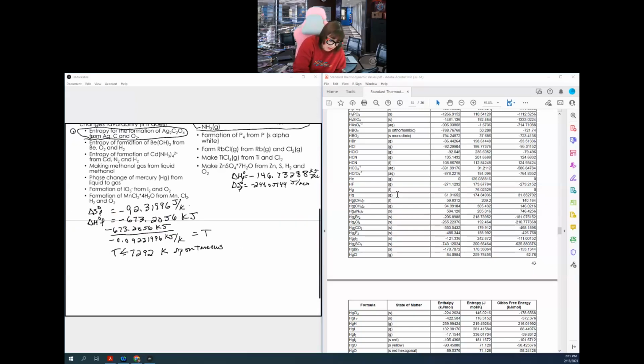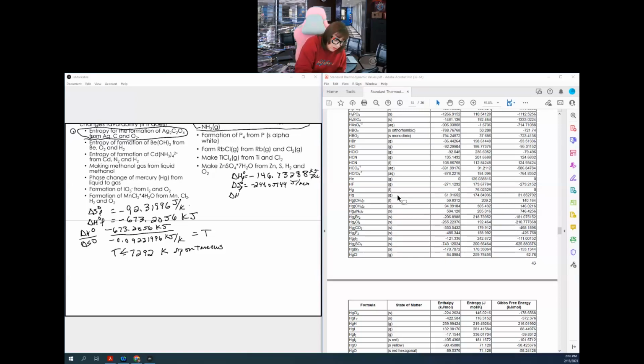Now, I want to look at this one. And of course, we need that delta H naught over delta S naught. And of course, I want to calculate my delta S in terms of kilojoules. So I'm going to take the negative 294.05144 and divide that by 1,000. And then I'm going to take the negative 146.73288, divide it by that number.